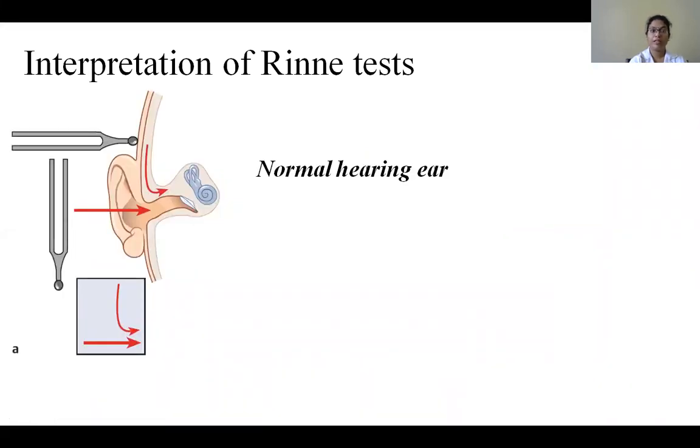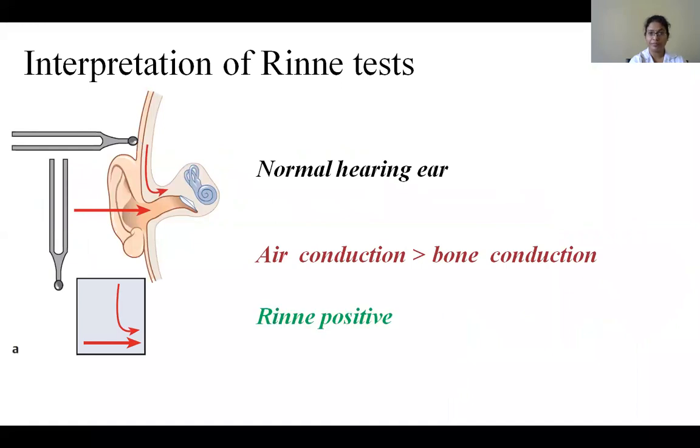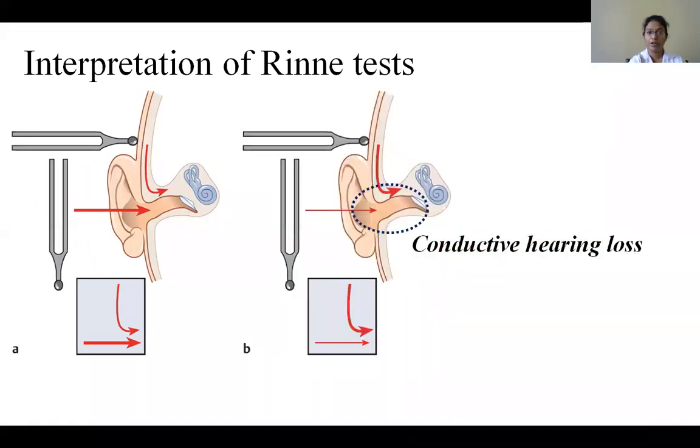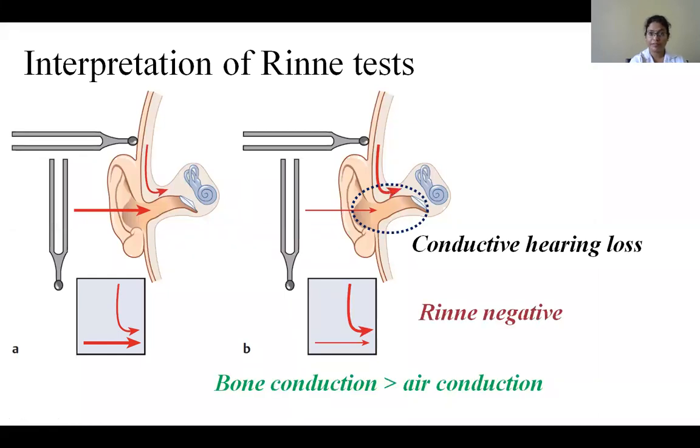Now let us see the interpretation. In normal hearing, air conduction is more than bone conduction, so it is Rennie's positive. Now coming to conductive hearing loss, here there is a problem in the sound conducting system. So what is going to happen? Here the air conduction will be less than that of bone conduction. So it is Rennie's negative.